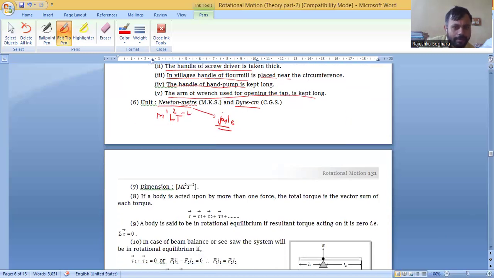Its dimension formula. If a body is acted upon by more than one force, then the torque is the vector sum of each torque. That means torque equals tau 1 plus tau 2 plus tau 3 and so on.